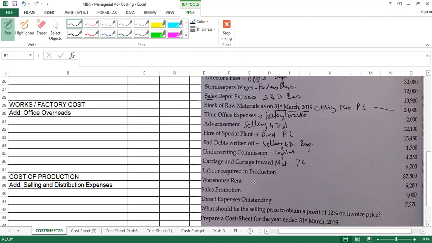Next. Labor required in production. Labor required in production means direct labor, no doubt. So that will be a prime cost component. Next.